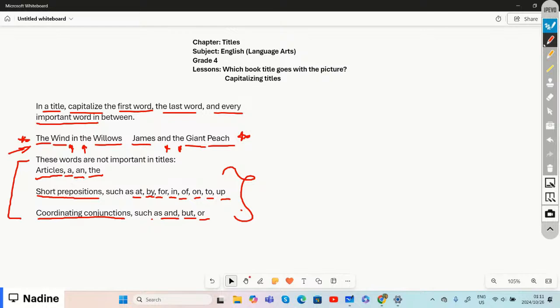All right. So once again, within a title, we capitalize the first word, we capitalize the last word, and we capitalize every other important word in between.